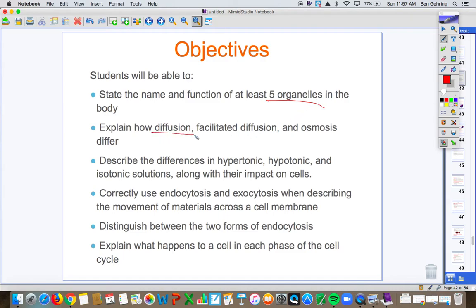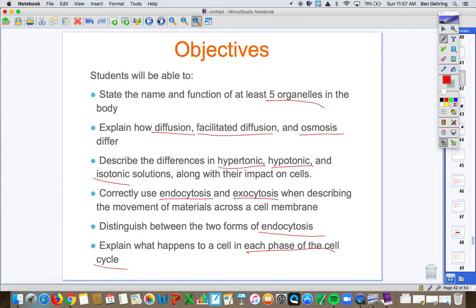We're going to talk about differences between diffusion, facilitated diffusion, and osmosis. We will be able to explain differences between hypertonic, hypotonic, and isotonic solutions in regards to how cells react to them. We'll be able to use the terms endocytosis and exocytosis when you describe the movement of materials across the cell membrane. We're going to look at 2 forms of endocytosis and you'll be able to differentiate between them. And I want to know what happens in each phase of the cell cycle.